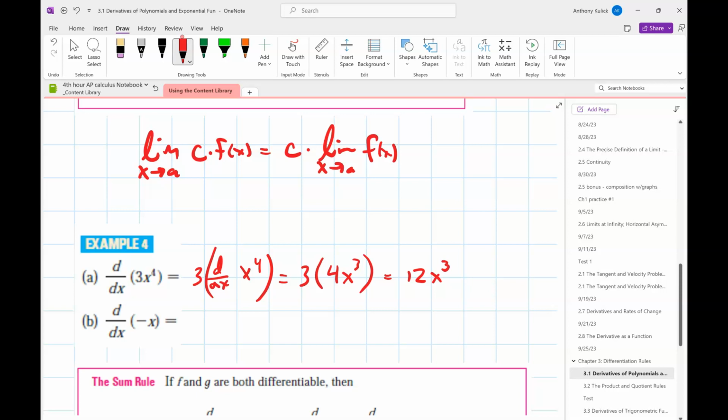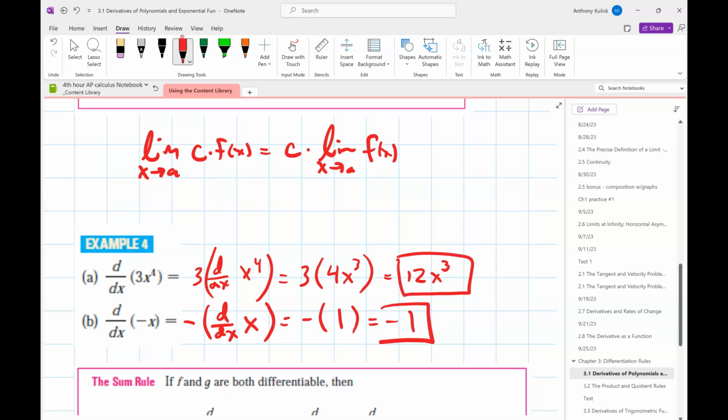Pull negative 1 out. Would it just be 1? Yeah. The derivative of x is 1. That was one of our shortcuts that we did, the second shortcut we did. So just negative 1. Look at how nice this is. So far, everybody's happy? I think you'd be very happy with this. This is very nice.